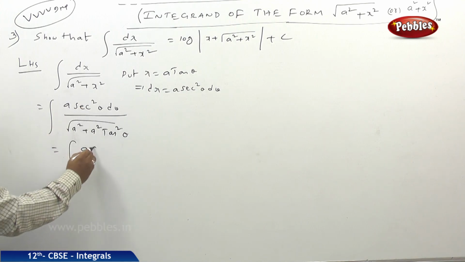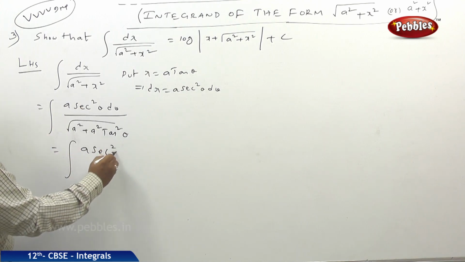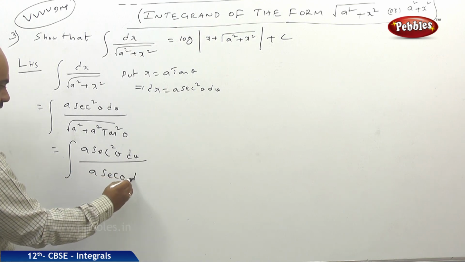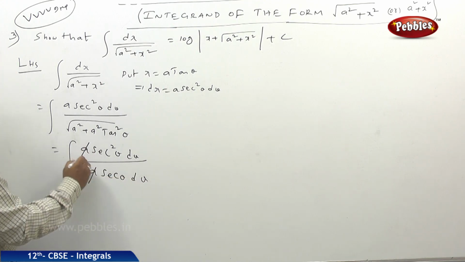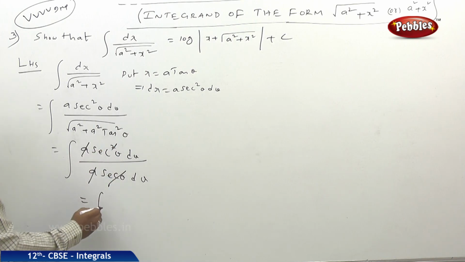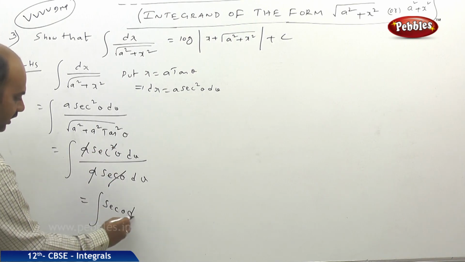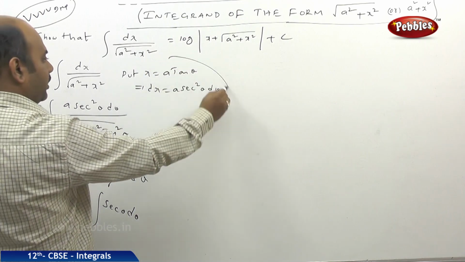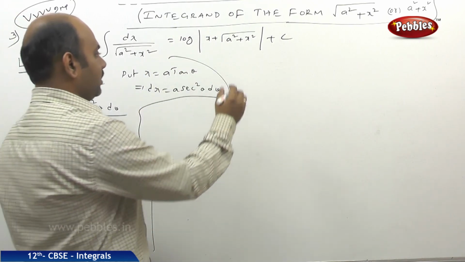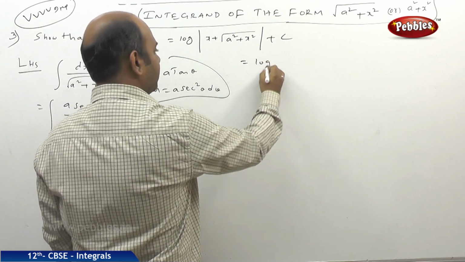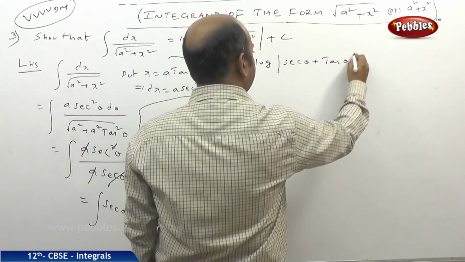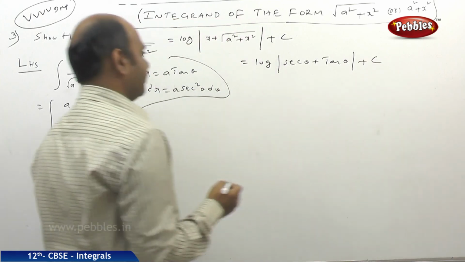So this turns into a secant square theta d theta divided by a secant theta. I think a will be getting cancelled, and 1 secant theta will be getting cancelled. So finally there remains integral of secant theta d theta. In the morning class, we just explained integral of secant theta d theta. Integral of secant theta d theta means log mod secant theta plus tan theta plus c.